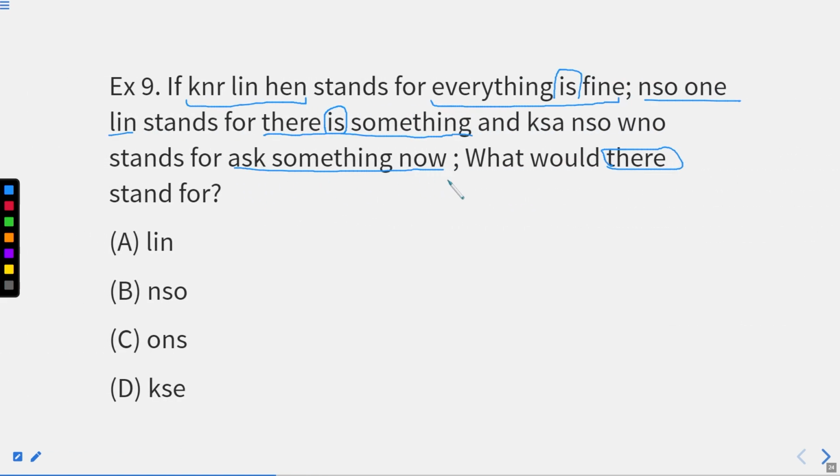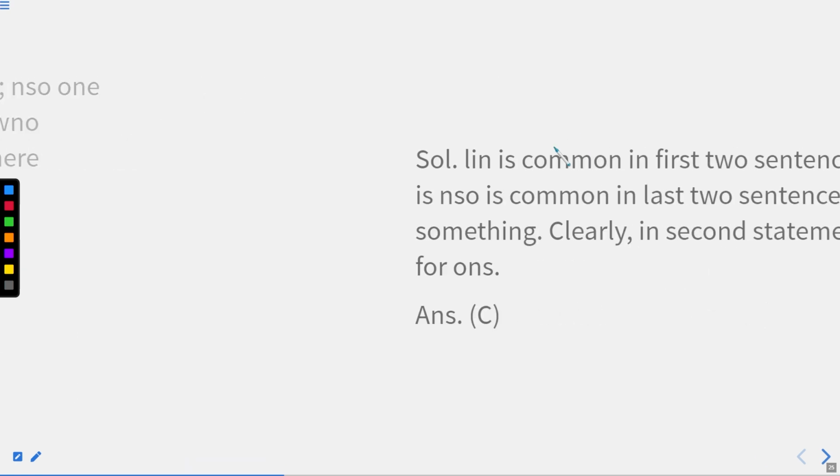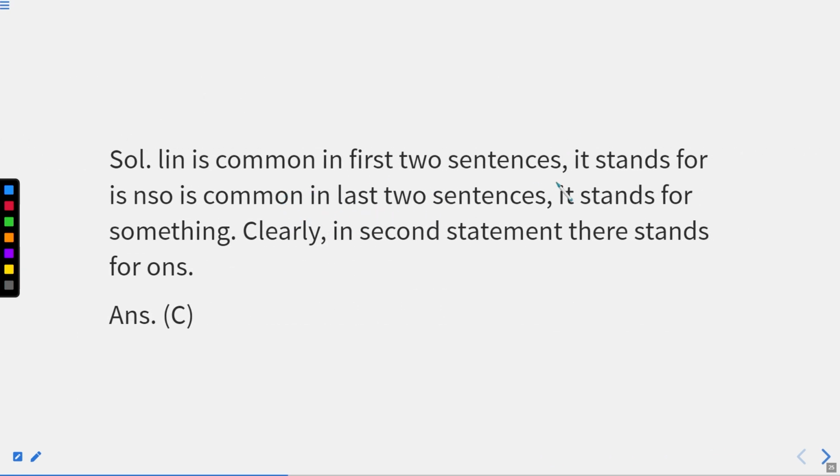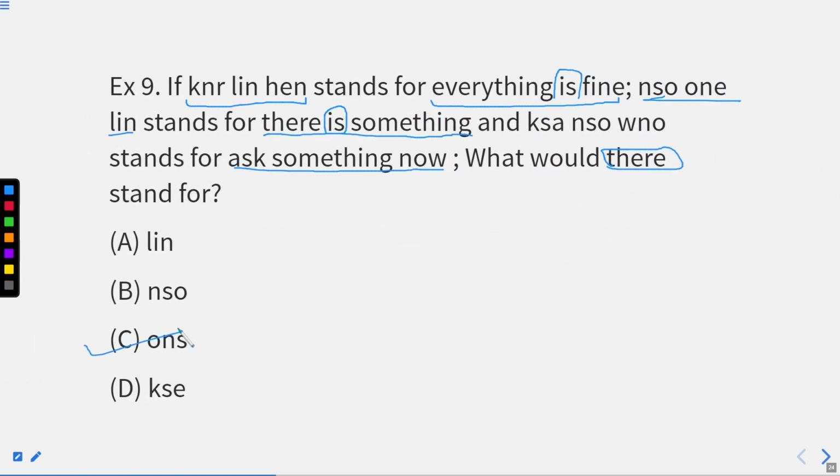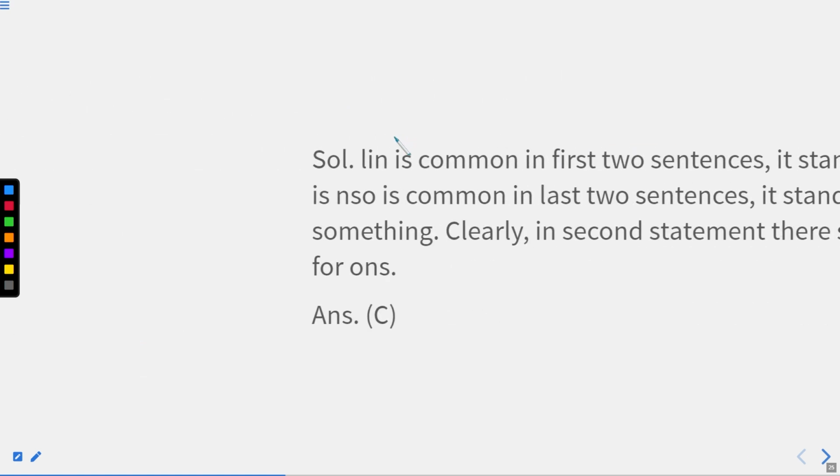NOS is common in the last two sentences that we have. That is ask something now. Here also we have NOS. Here also we have NOS, right? So it means it stands for something. NOS stands for something. So it is clearly understandable from the question that the second statement, there, stands for ONS. I hope this question is clear. So the answer will be C. Right? We just need to find out the common values and give their name, and we'll eventually find our answer.